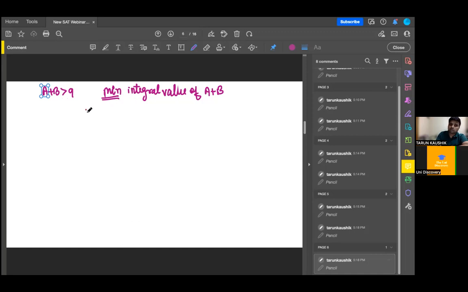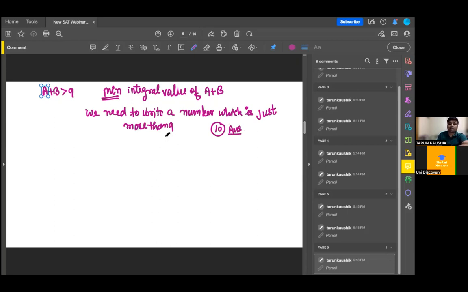So that means we need to write a number which is just more than 9. And that value will be 10. So the point is, the sum can be an integer without individual numbers being integers.